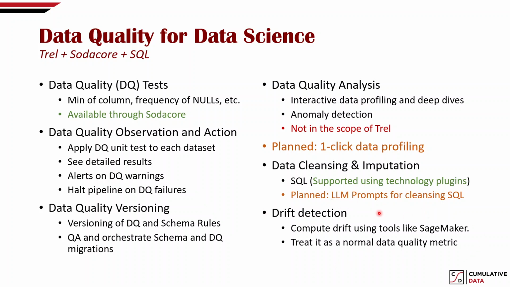Drift detection is another functionality that you typically need in data science. Tools like SageMaker offer drift computation. So if you bring the drift down to a number, then you can treat it as a normal data quality metric and take full advantage of the alerting and the halting when it comes to that metric using Trell.